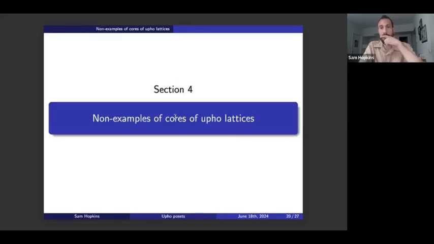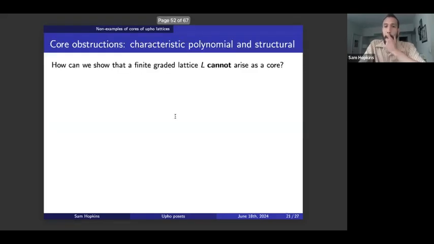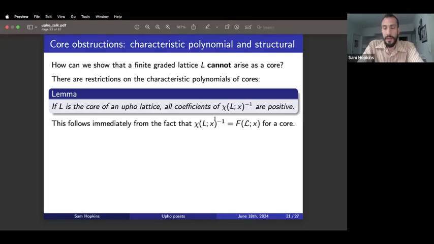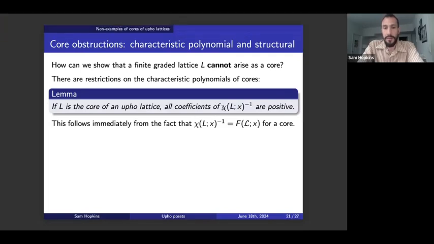Okay, I want to get around, though, to showing some negative examples as well. So how can we show that a finite graded lattice cannot arise as a core? Well, one thing to notice is that the reciprocal of the characteristic polynomial is supposed to be the rank generating function of our Upho lattice. So if the reciprocal of our characteristic polynomial has negative terms in it, then definitely that cannot be a generating function of anything. So that's a simple way to show that you cannot be a core if you have negative terms in the reciprocal of your characteristic polynomial.